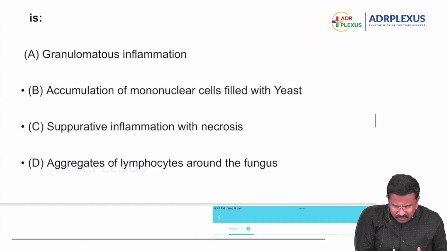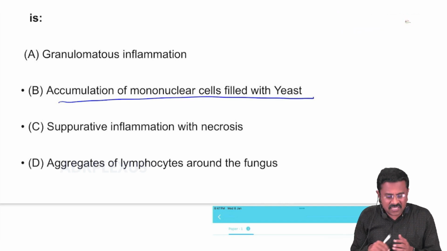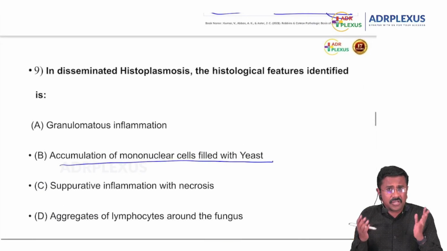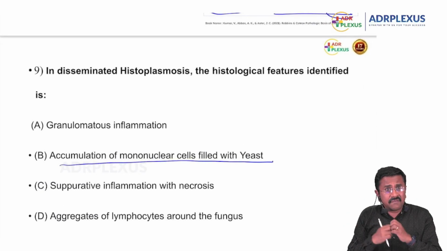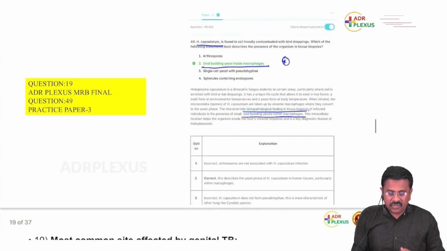So accumulation of mononuclear cells filled with yeast. Mononuclear cells are nothing but macrophages. So in Histoplasma, you can see in the tissue biopsy, the macrophages would have engulfed the yeast forms. Yes, the same thing has been discussed in this workbook.